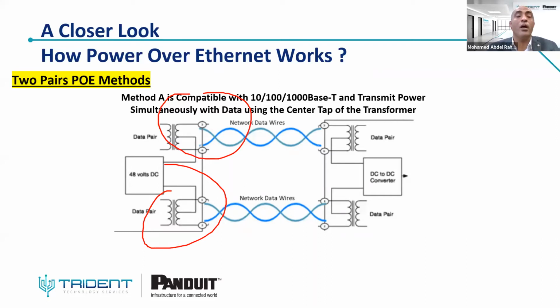As we know, starting from 1 gigabit per second, you are transmitting the data over the 4 pairs. So you are now using the center tap transformer to transmit the power and data over the pair, but you are transmitting the power through 2 pairs only.